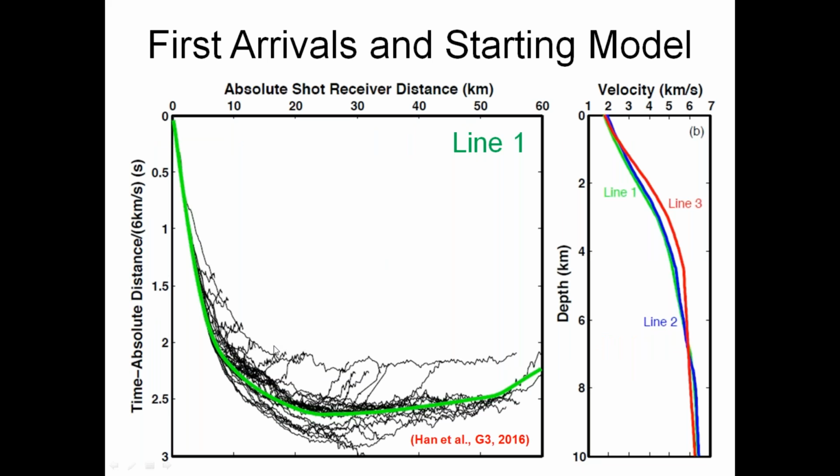On the left, the first arrival travel times picked from different shots along line 1 are shown by thin black lines, and the thick green line is the modeled travel time from our best-fit 1D starting model, shown by the green line on the right. We also have 1D starting models shown in blue for line 2 and red for line 3. Line 3 has slightly shallower crystalline rock than line 1 and line 2.